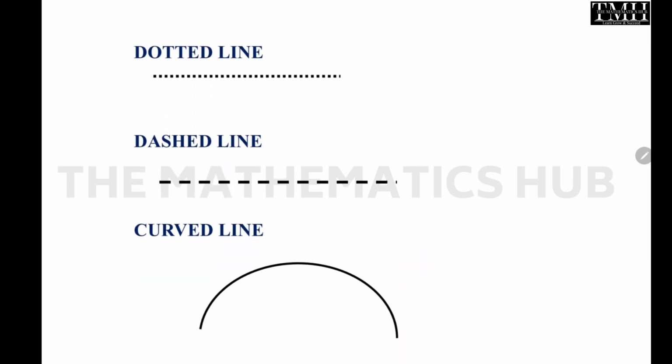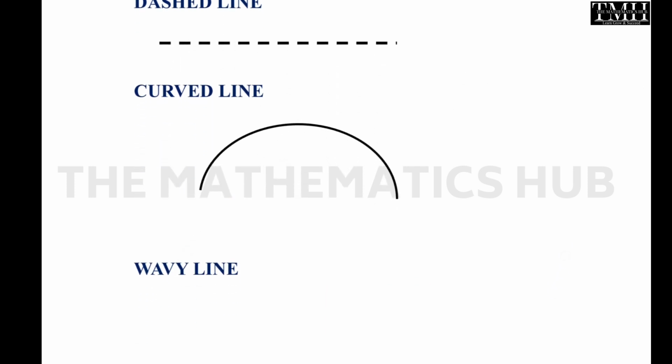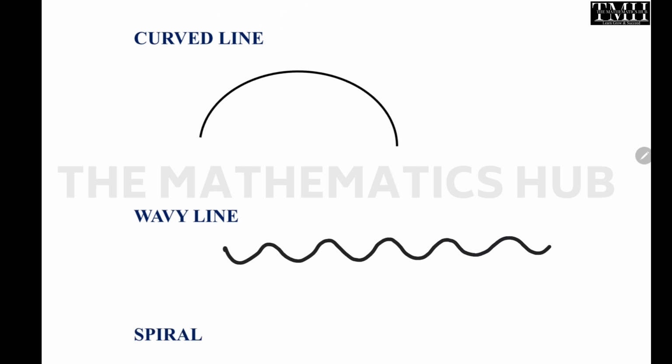Then you can see the formation of curved lines. These arcs are known as the curved lines. Then we will see about the wavy lines. How do we understand what are the wavy lines? The lines which are in the form of waves are known as the wavy lines.